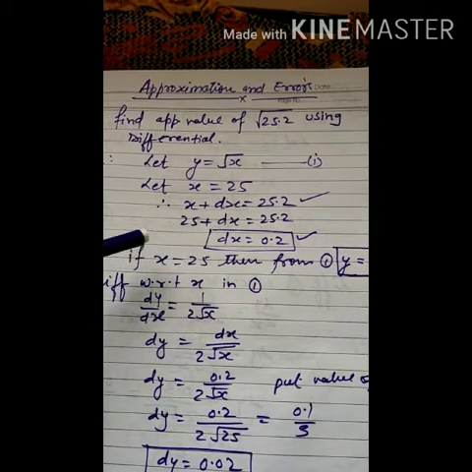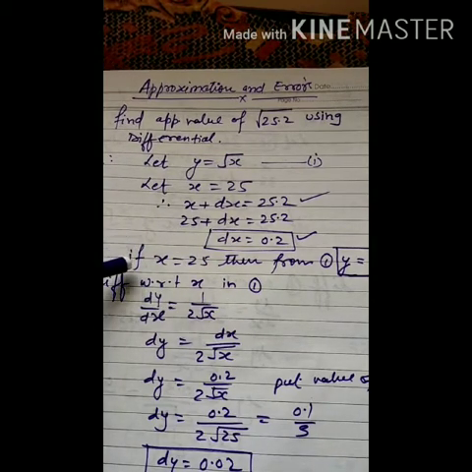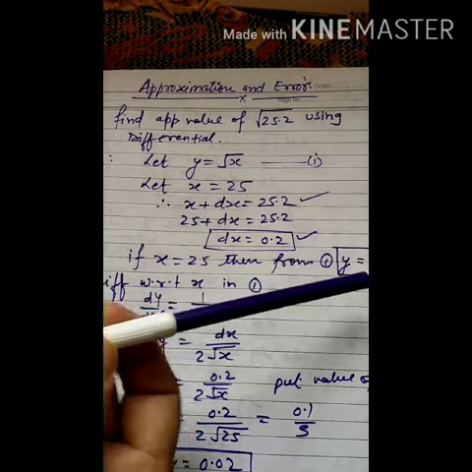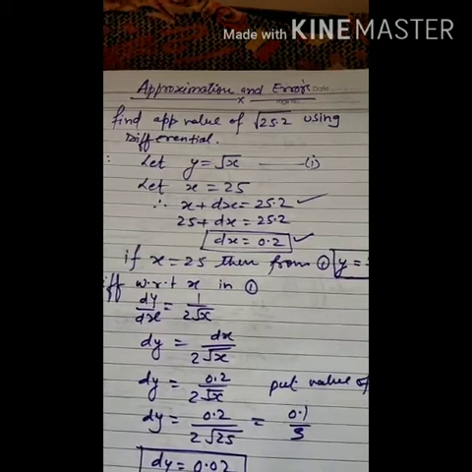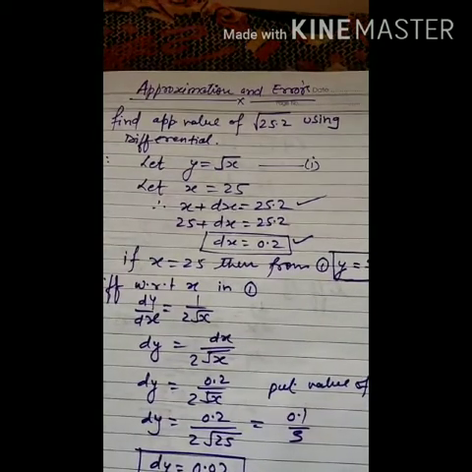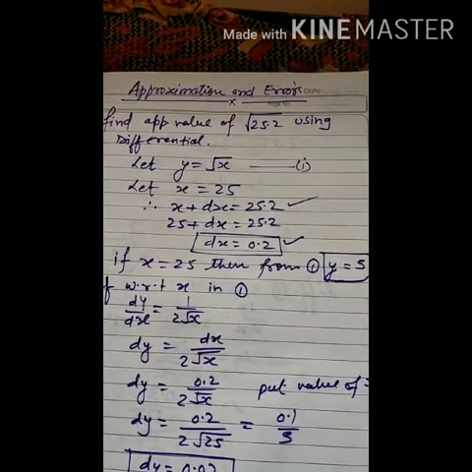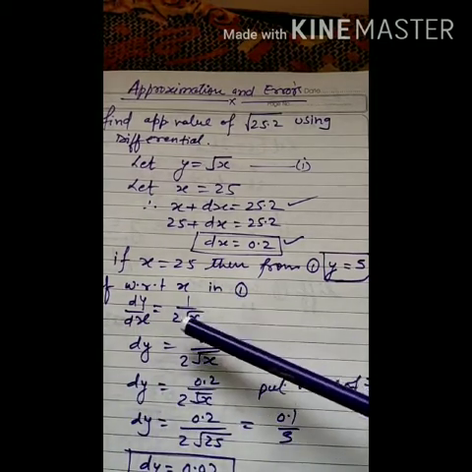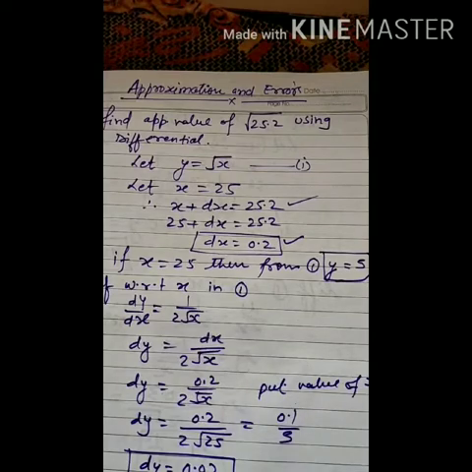Okay. Now we have to find the value of y. So put x equal to 25 in equation 1. Then we will get y equals 5. After this, now differentiate equation 1 with respect to x. We will get dy over dx as 1 upon 2 root x.